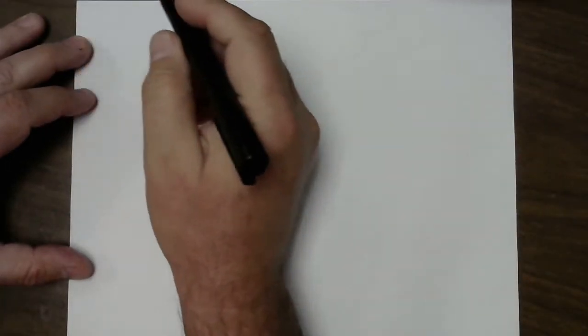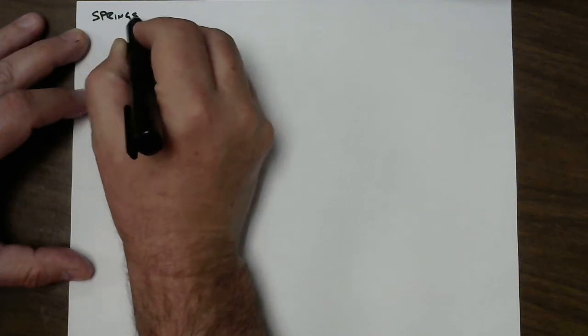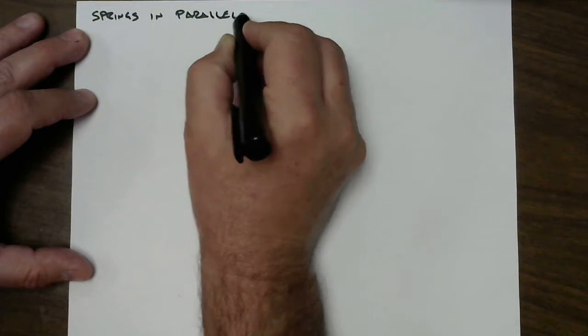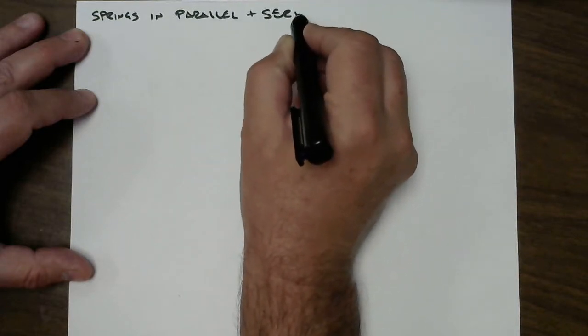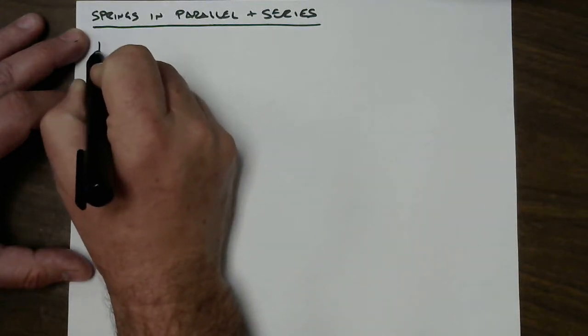This first one is about springs. Part of what we're doing with the simple harmonic motion chapter is we're doing the mass and spring system, and occasionally springs are combined. And there's two main ways to combine springs. One of them is in parallel.